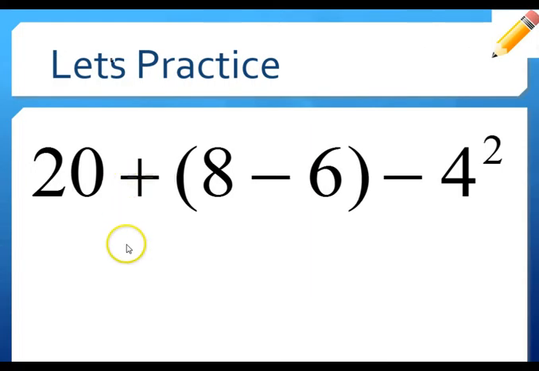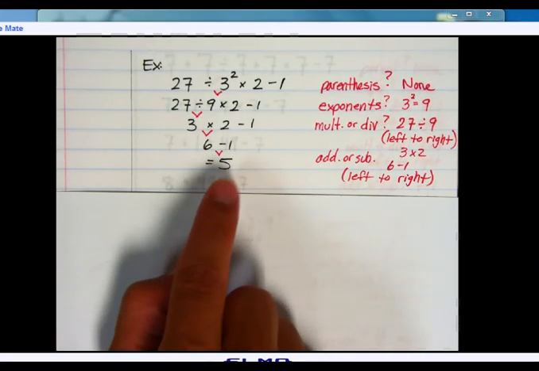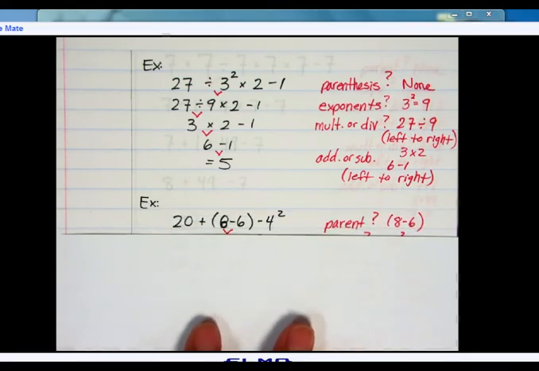Why don't you try one on your own? 20 plus 8 minus 6 in parentheses minus 4 squared. See what you come up with. I jump over to my journal here. The first example, I went ahead and wrote it all out with the steps. But here's the next example that you tried.